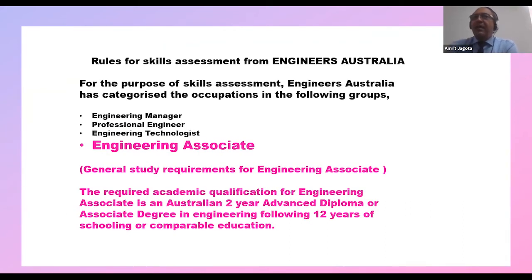Next screen, please. So when we go to Engineers Australia for skills assessment, they normally categorize their occupations in the following groups: engineering manager, professional engineer, engineering technologist, and they also have a group called engineering associate. For engineering associate, the general study requirement is a 2 years Australian equivalent advanced diploma, or an associate degree in engineering following 12 years of schooling or comparable education.